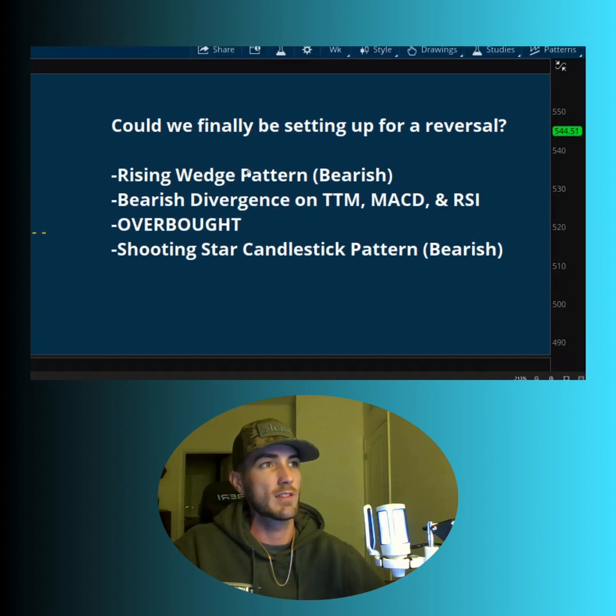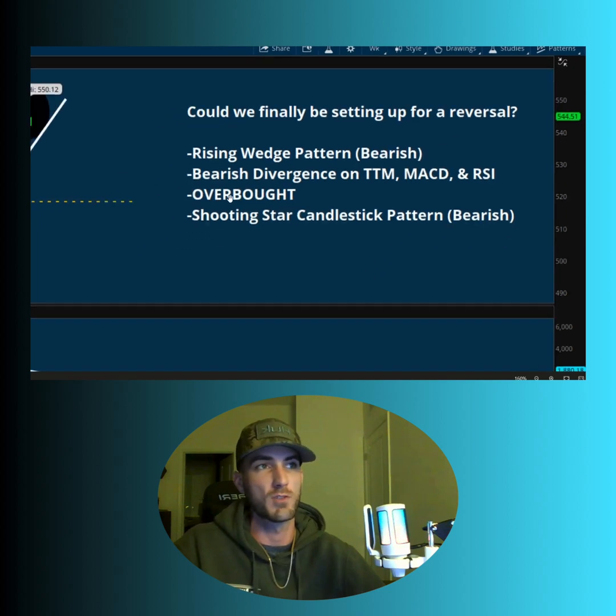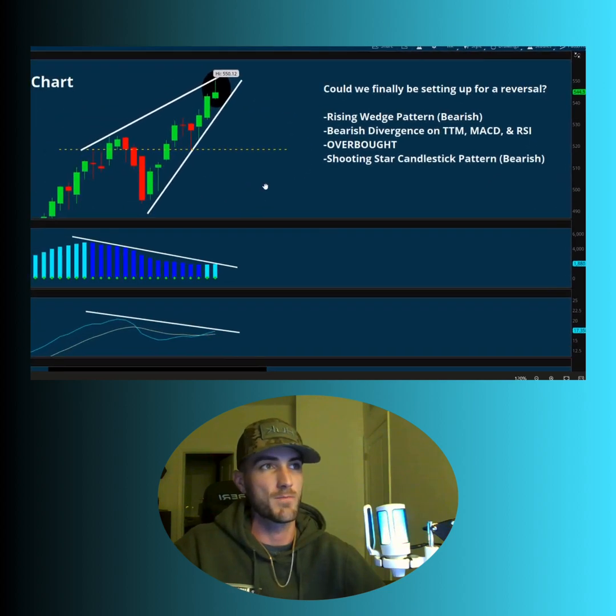We have a rising wedge chart pattern, which is a bearish chart pattern, bearish divergence found on the TTM, MACD, and RSI indicators. We are currently overbought, another bearish or short signal that you can find using the RSI indicator. And then we also have a shooting star candlestick pattern, also bearish. So all of this is agreeing with one another that we could be setting up for a reversal. So let's look at the chart.